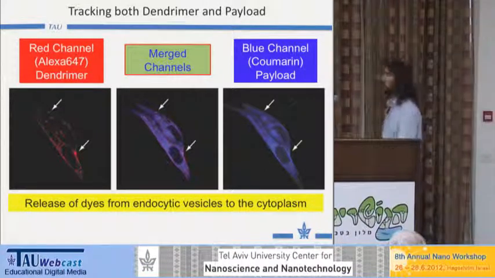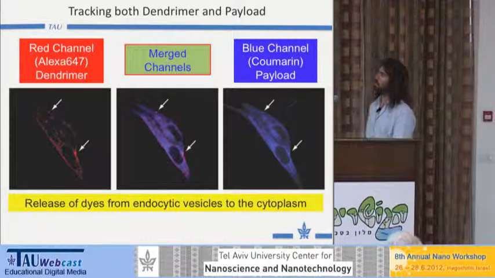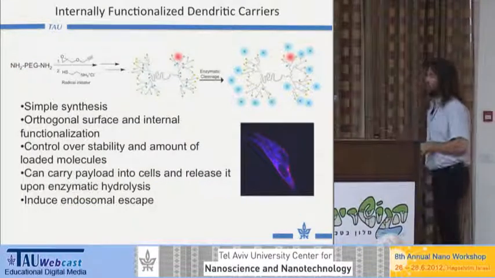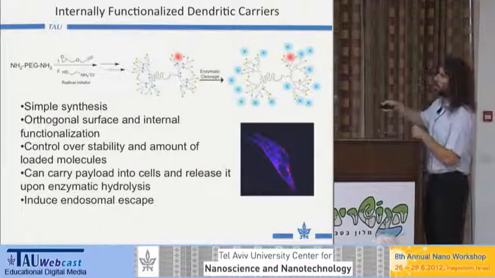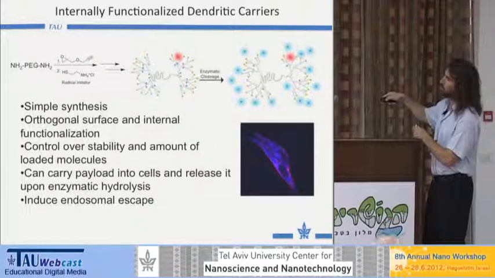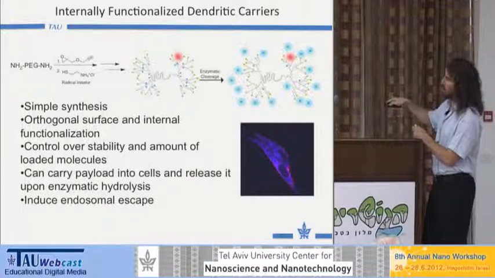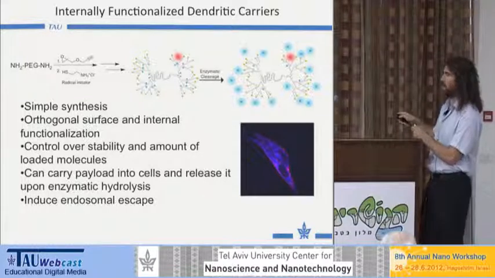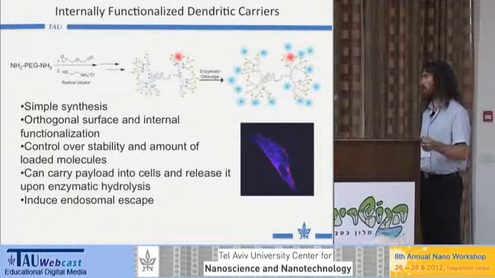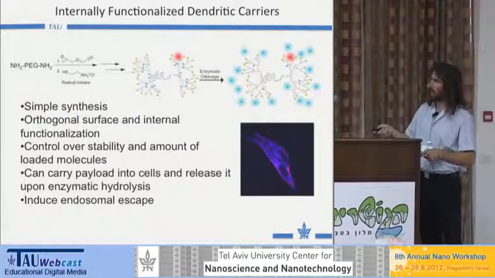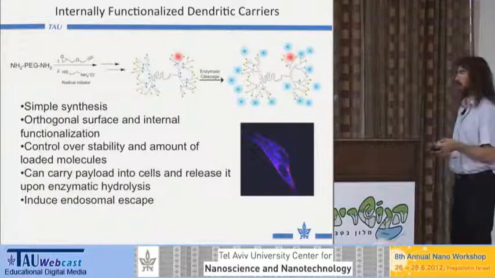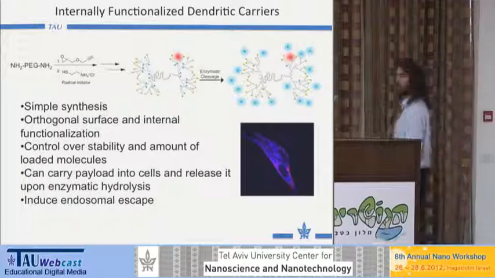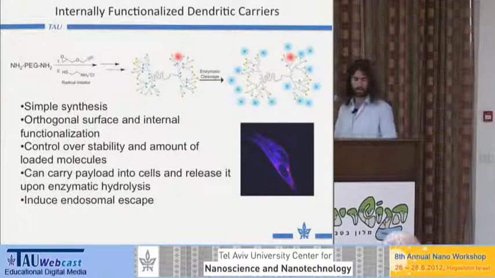So I've shown you that we managed to come up with a very, very simple and straightforward synthesis that gives us dendrimers with orthogonal surface and internal functionalities. We get high control over the stabilities and stoichiometry and degree of loading. And we can not only carry a payload into the cell and release it, but also our dendrimers act by themselves in inducing endosomal escape and allowing the drugs to escape.